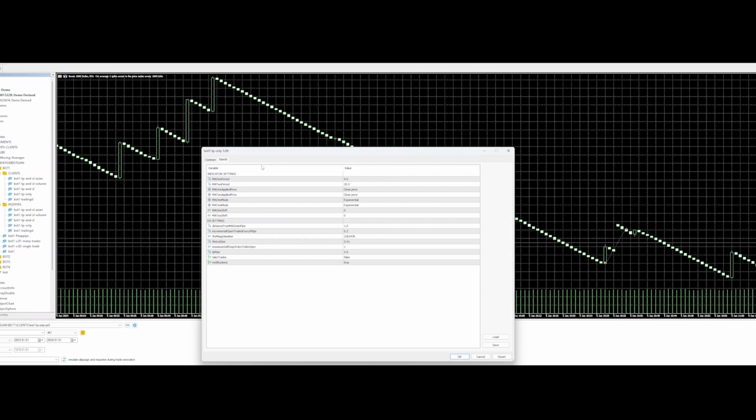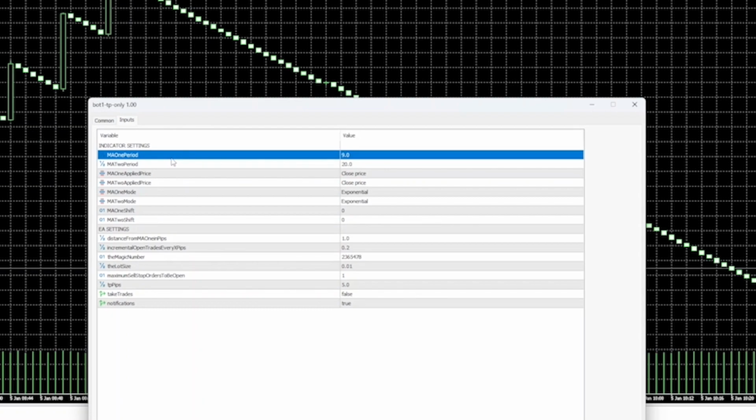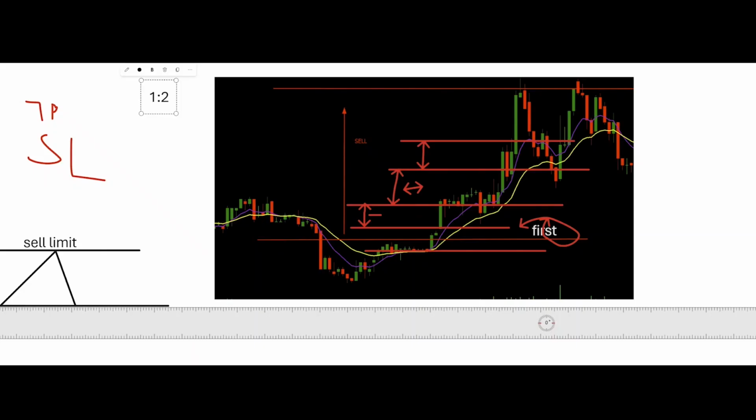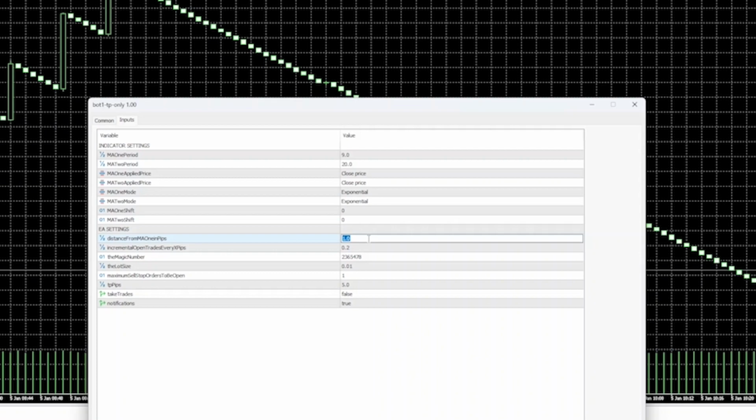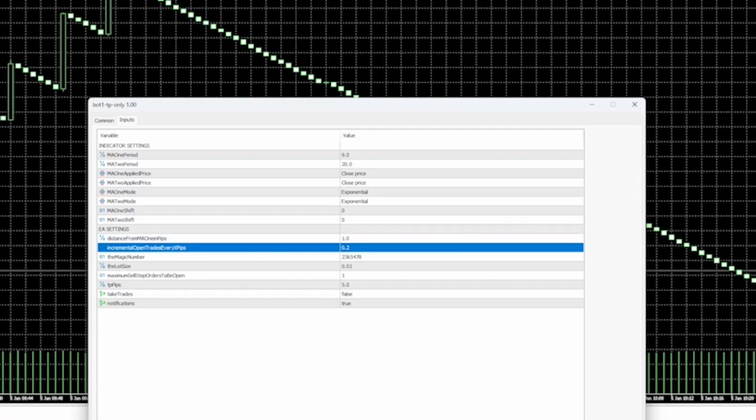They need supervision. So let me take you through the inputs. MA1 and MA2, because he has 2 MAs. The first one is the 9 and the 20. They're all applied to the close and they're all exponential with a shift of 0. The value distance from MA1 in pips is what I was explaining here, that there's this distance over here. Whatever pippage you want to use, you put here, and then increment open trades after every X pips. This is what I was explaining, that you can have the number of trades you want, but they'll be spaced out according to the value you put in this.